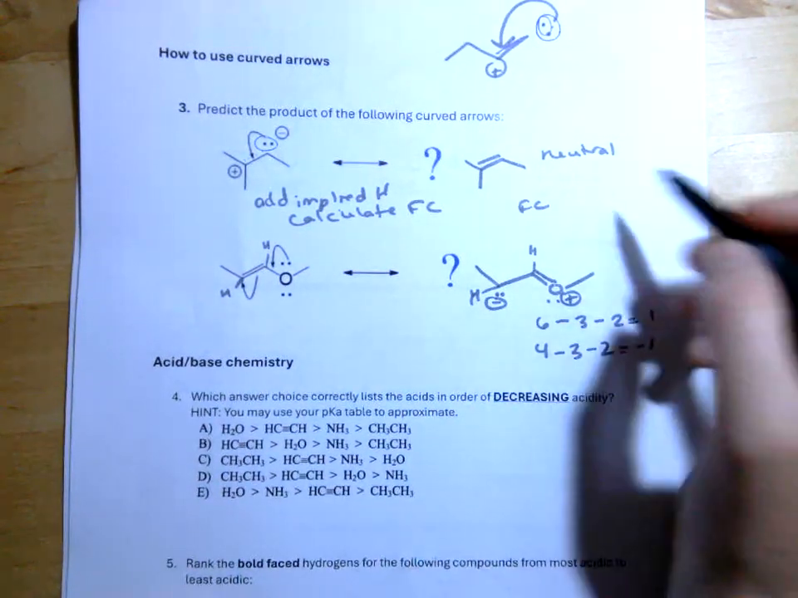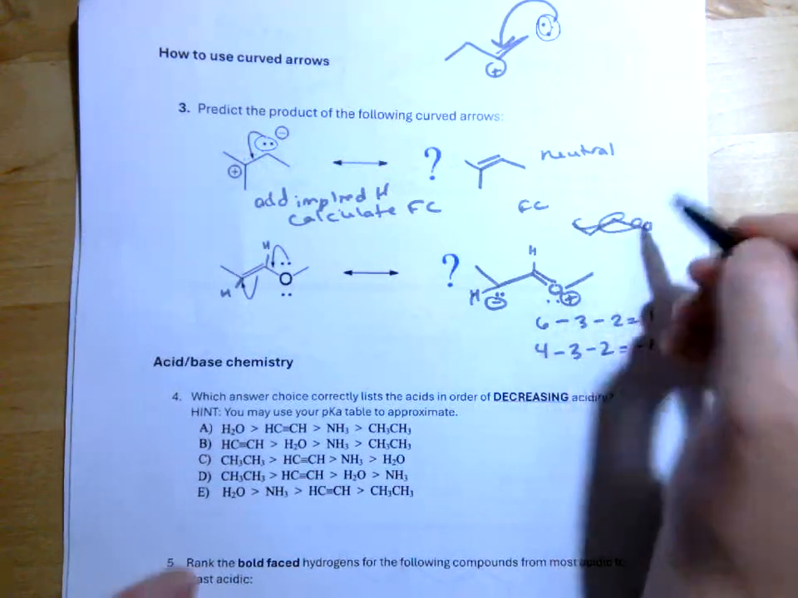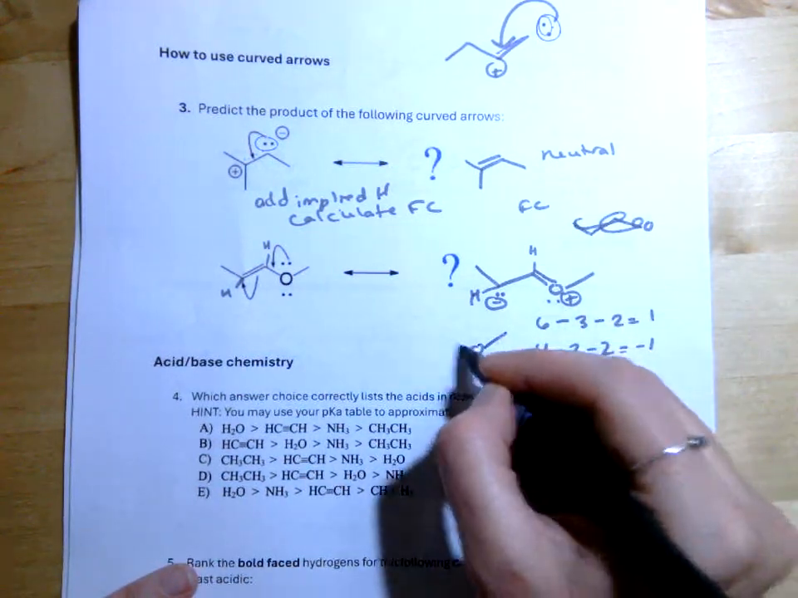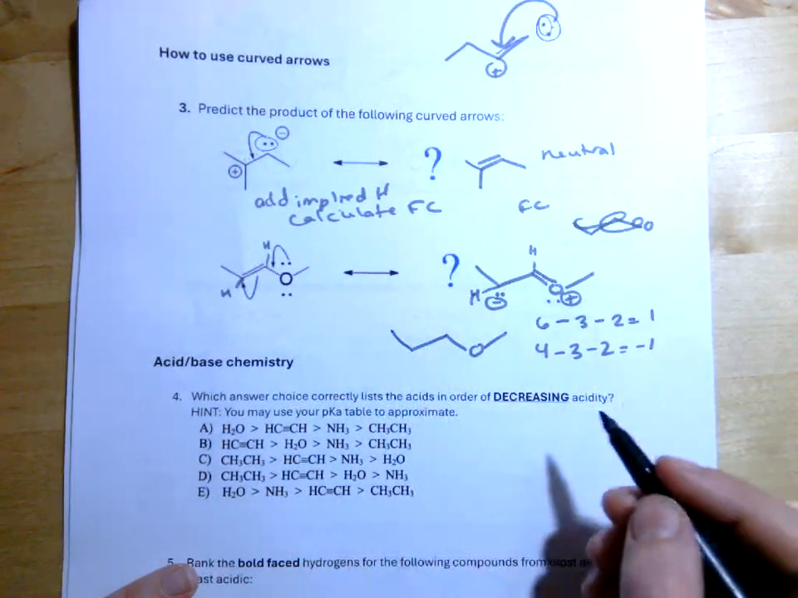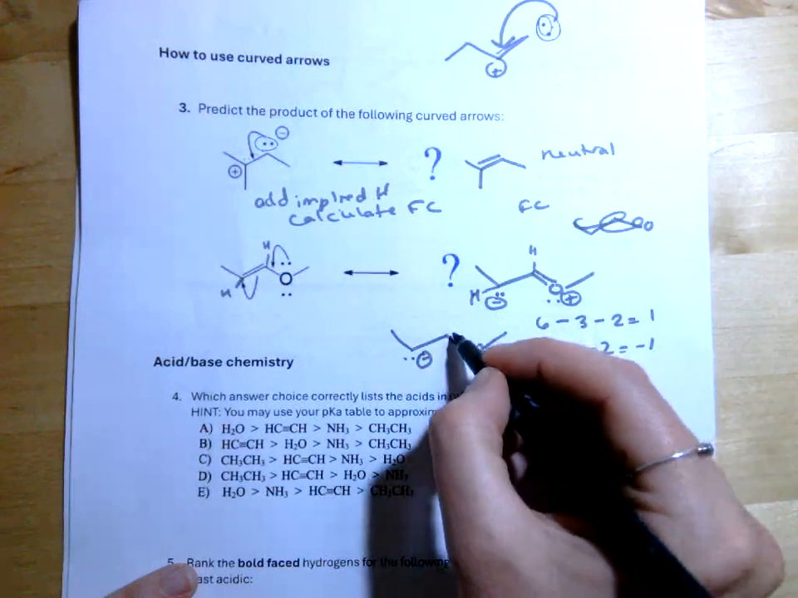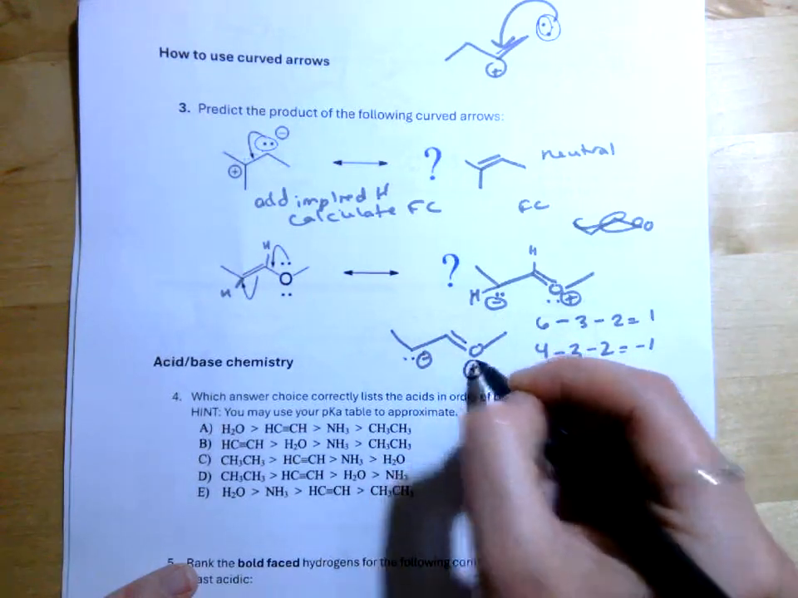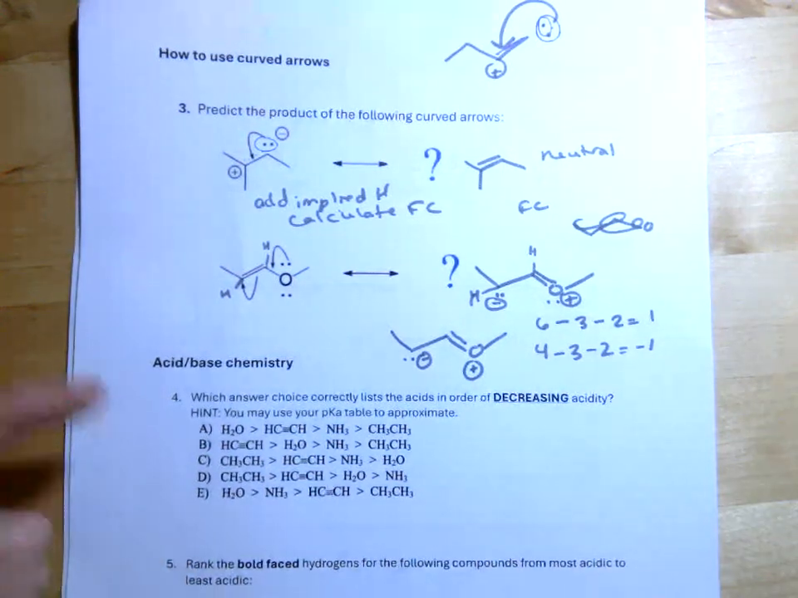So our final structure without the implied hydrogens drawn in, hopefully I did too many. There we go. So our final structure would have a lone pair and a negative charge here. It'd have a double bond and a positive charge here. And that would be it.